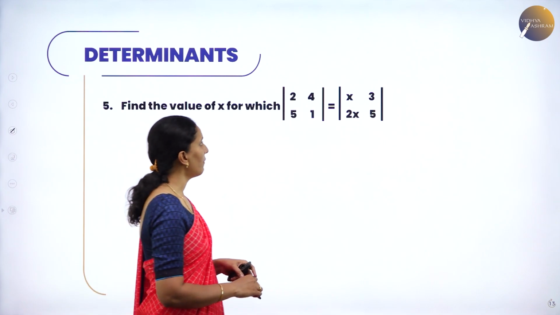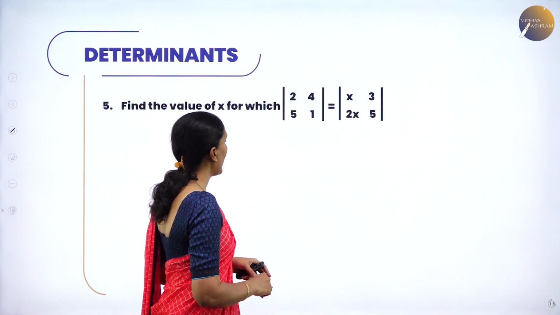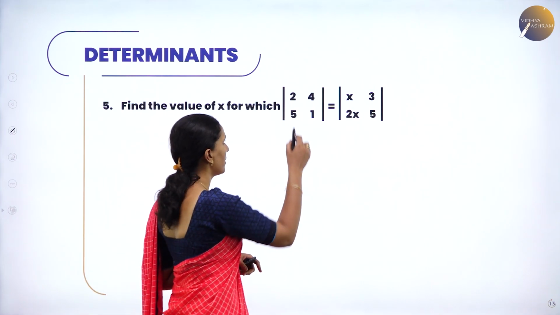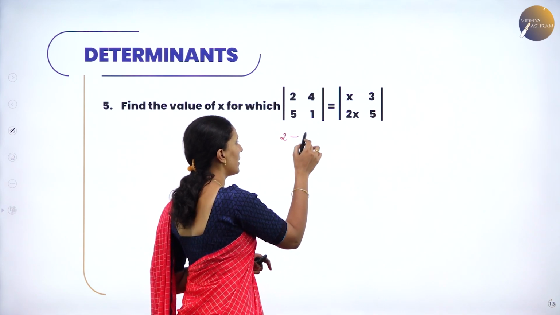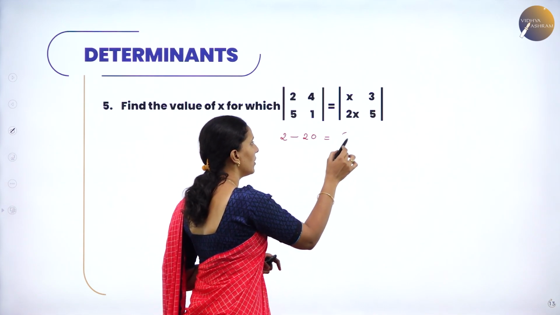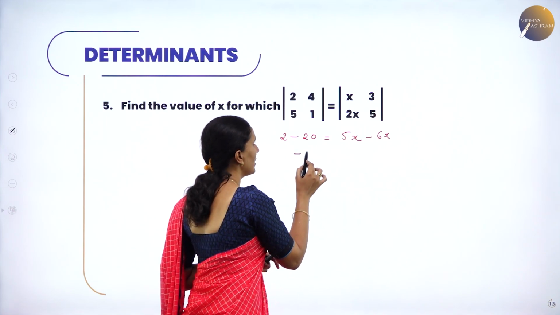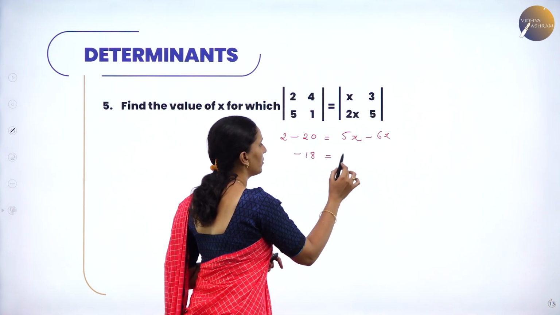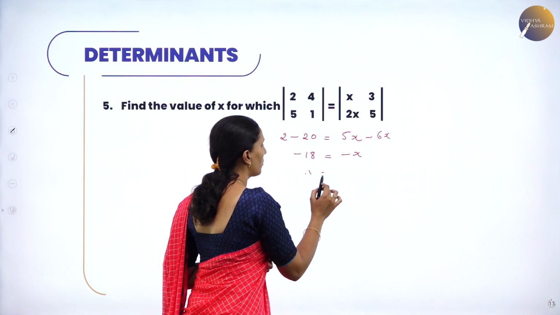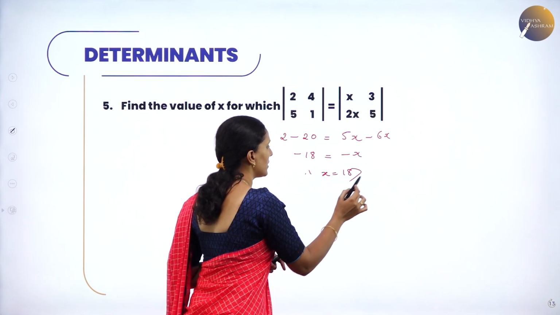Next question, we have the determinant with rows 2, 4 and 5, 1 equals the determinant with rows x, 3 and 2x, 5. So 2 1s are 2 minus 5 4s are 20. Here we will get 5x minus 6x. So minus 18 is equal to minus x. So therefore x is equal to 18.